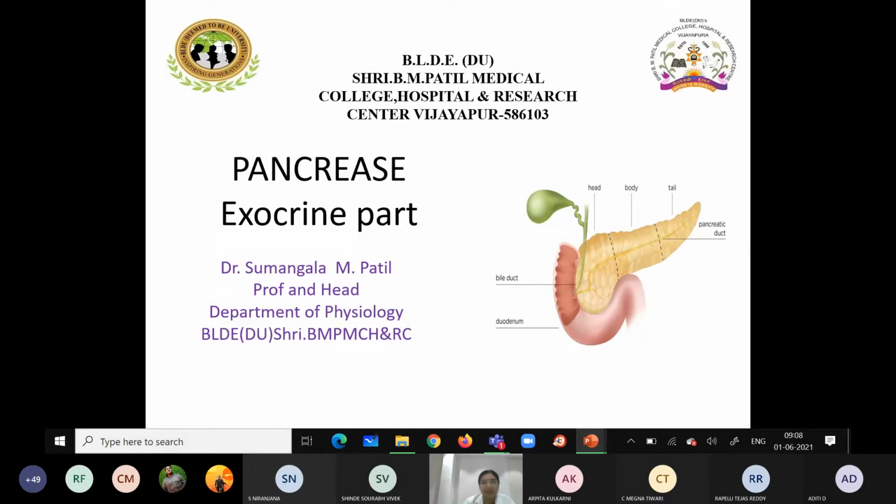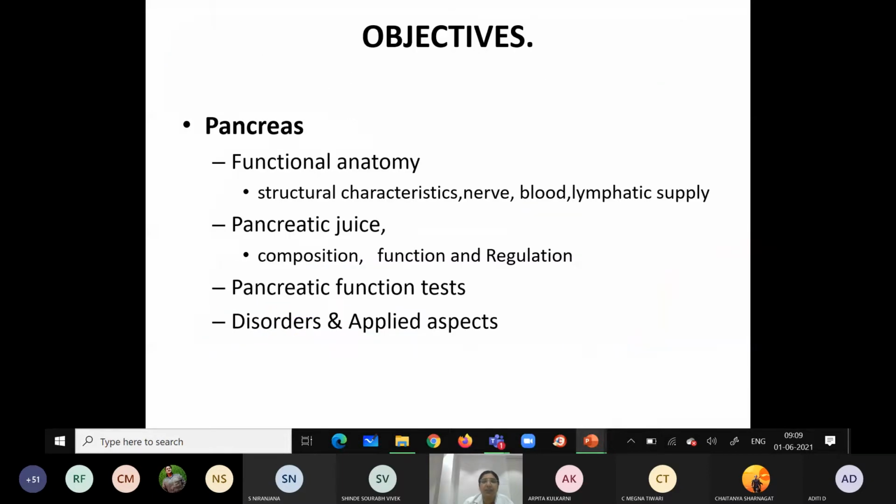Okay, so let us continue with the further part of the gastrointestinal tract today. I'm going to deal with the pancreas. What is the pancreatic gland, what secretions does it make, and what is the very pivotal role it plays in digestion of fat especially? Second come the proteins and carbohydrates. We are going to see this pancreas today under these objectives.